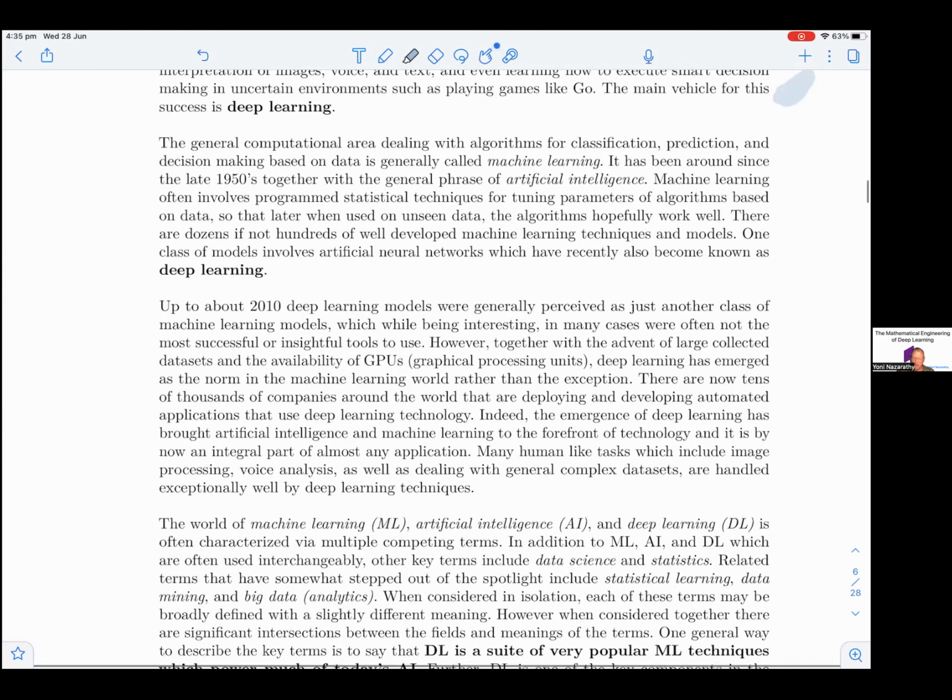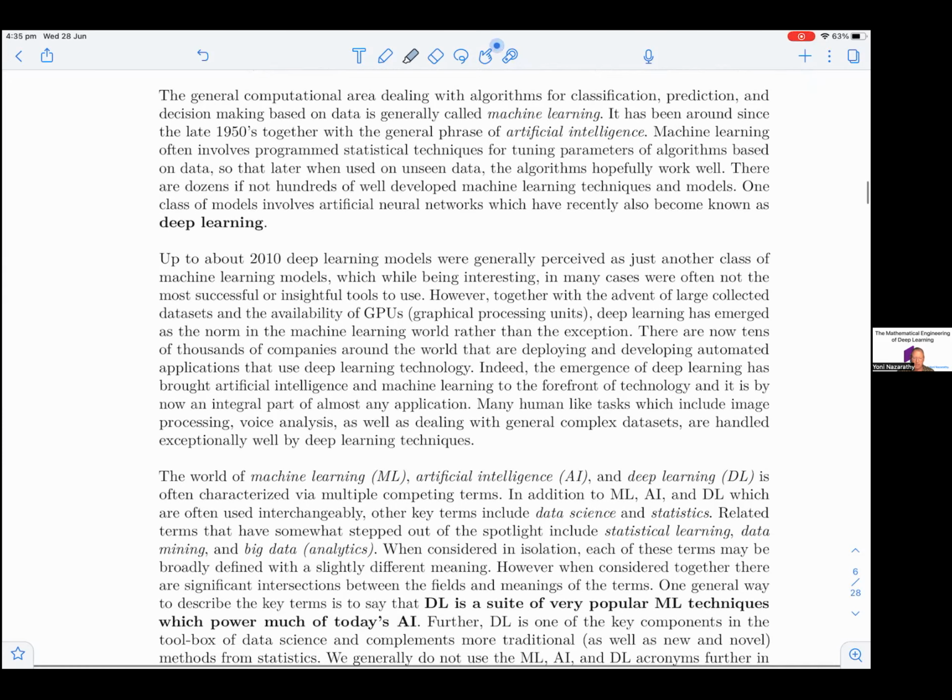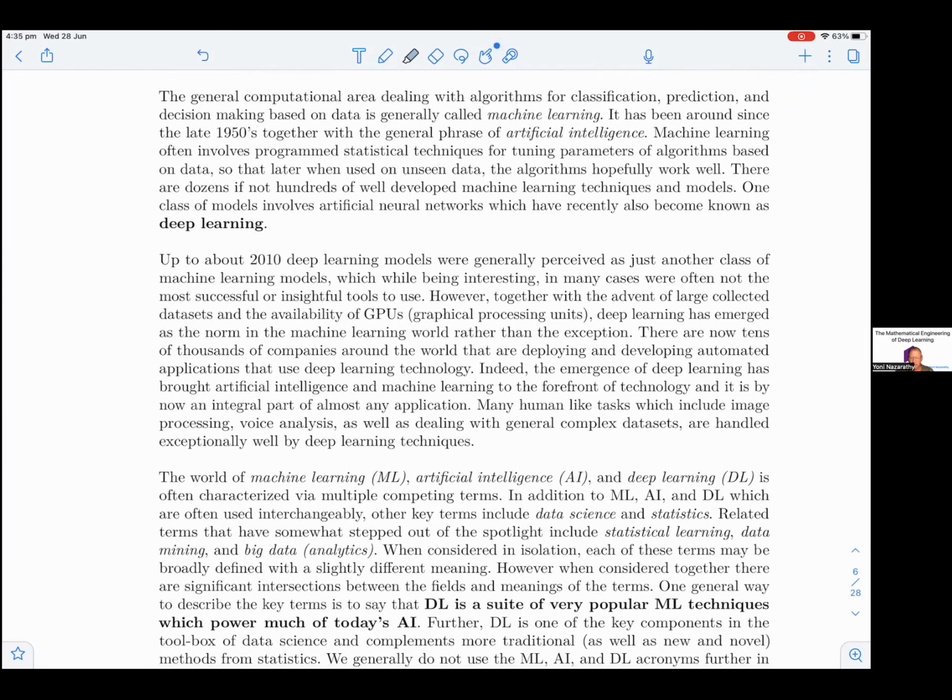The general computational area dealing with algorithms for classification, prediction, and decision-making based on data is generally called machine learning. It has been around since the late 1950s, together with the general phrase of artificial intelligence. Machine learning often involves programmed statistical techniques for tuning parameters of algorithms based on data, so that later, when used on unseen data, the algorithms hopefully work well. There are dozens, if not hundreds, of well-developed machine learning techniques and models. One class of models involves artificial neural networks, which have recently also become known as deep learning.